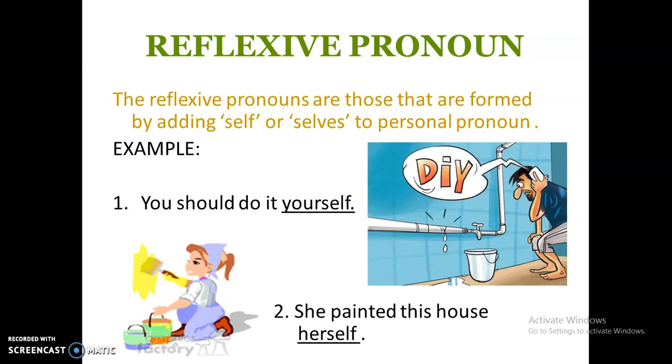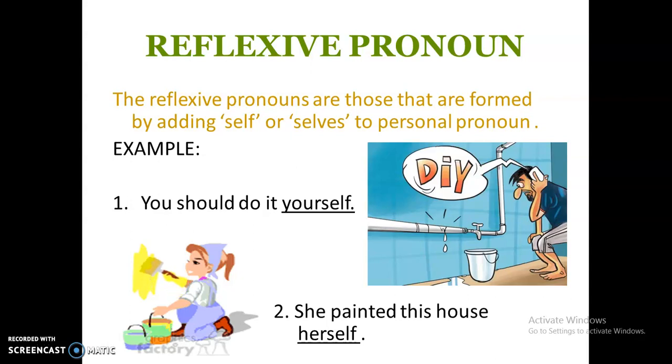So, let us consider the first example. You should do it yourself. So here I added self with you. So it became yourself. Second sentence. She paints this house herself. Self added to her. So here herself is a reflexive pronoun.